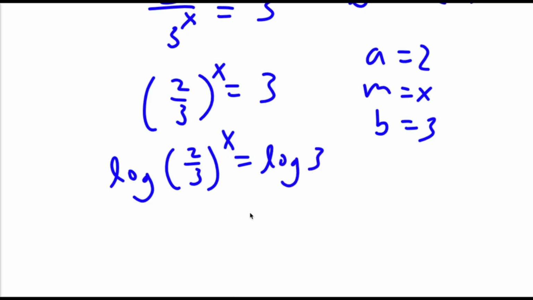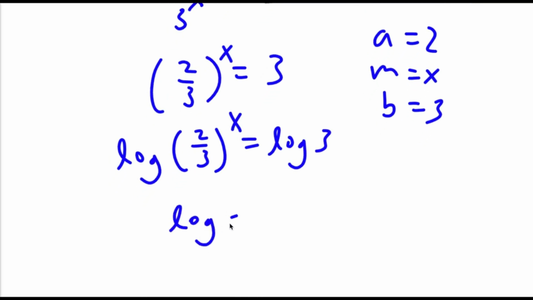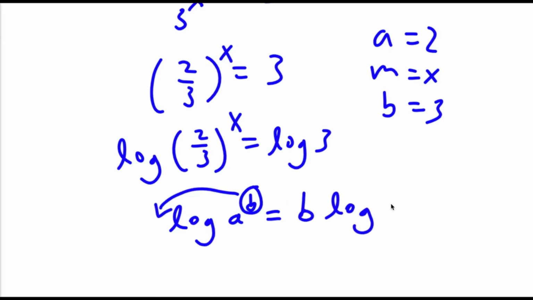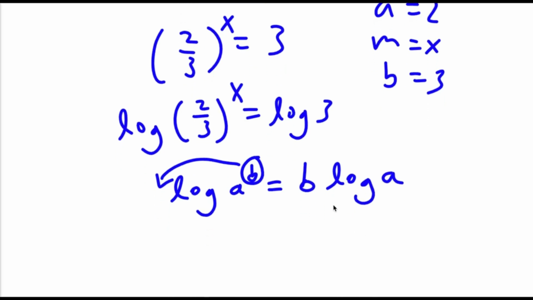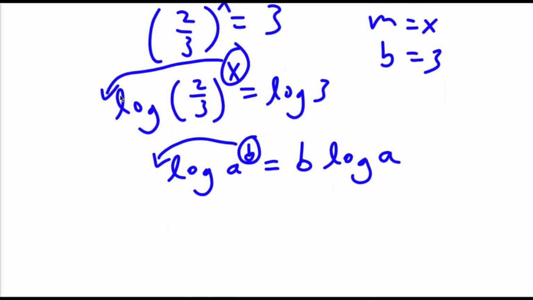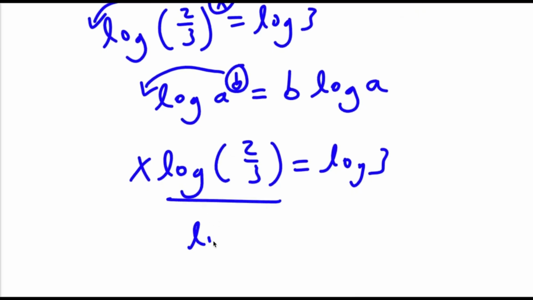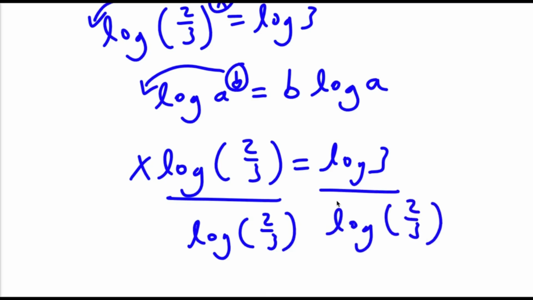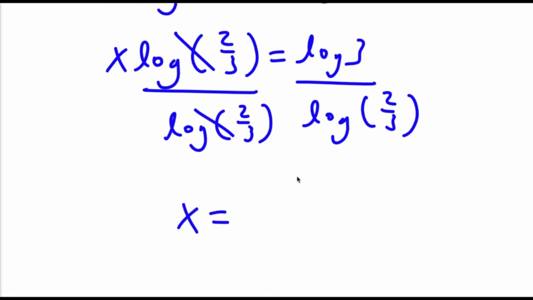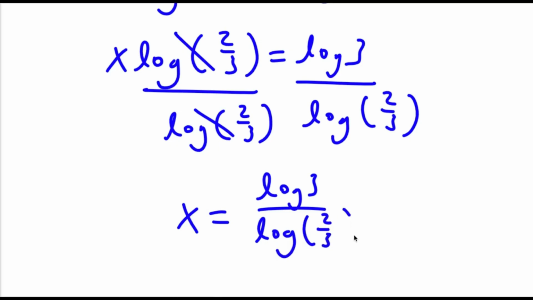And now an important property of logarithms is that if I have something in the form log a to the power of b, I can actually move this exponent b to the front of the logarithm. So this would be equal to b times log a. So now in this case, I can move my x here to the front. So this would be equal to x times log 2 over 3 is equal to log 3. And now I'm going to divide both sides by log 2 over 3. So then these two cancel out, and I'm left with x is equal to log 3 over log 2 over 3.